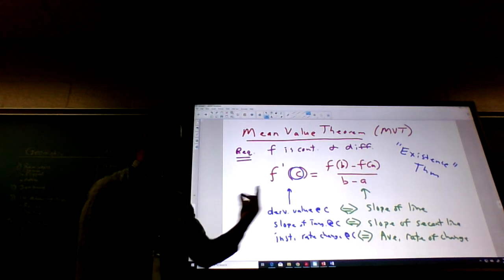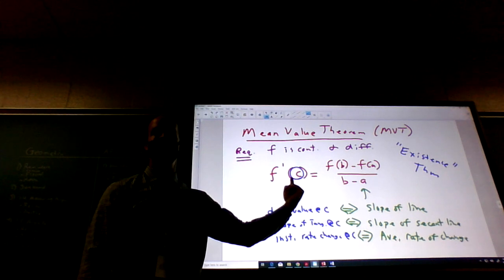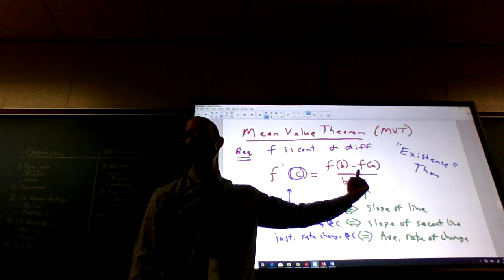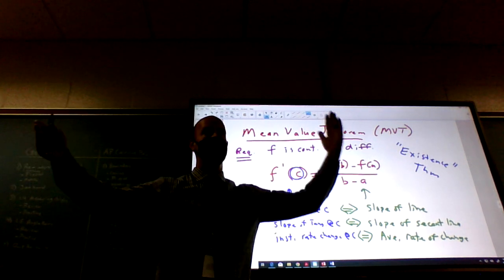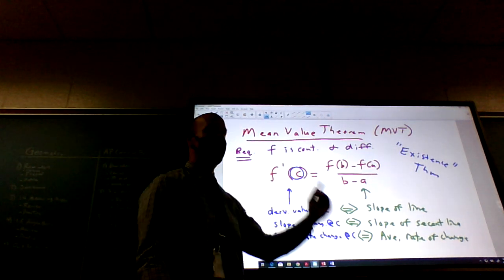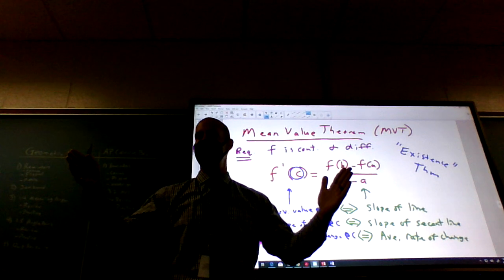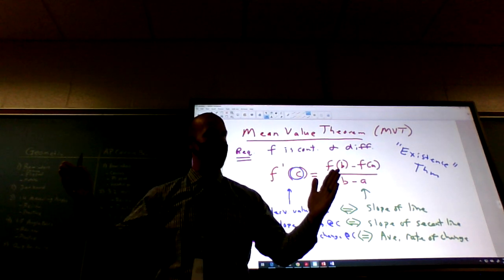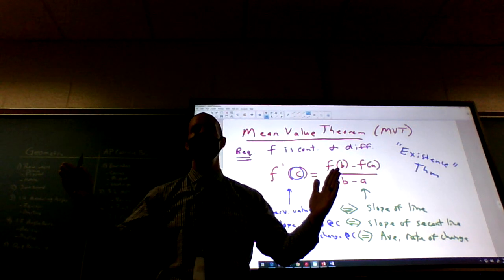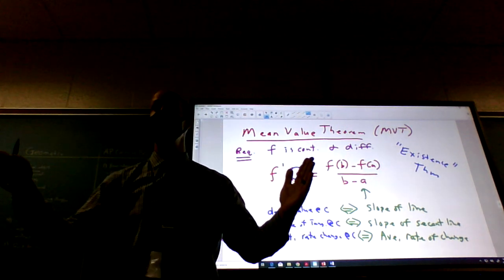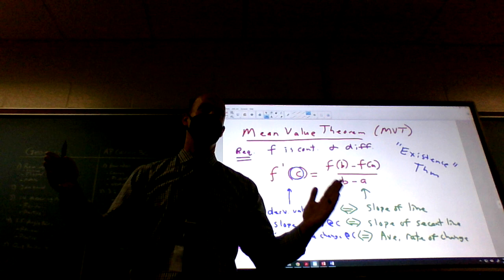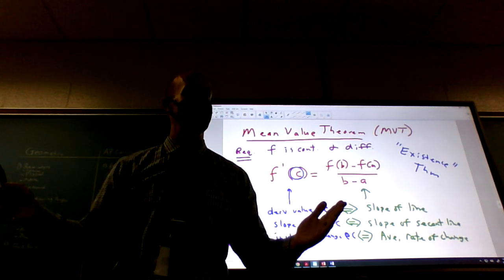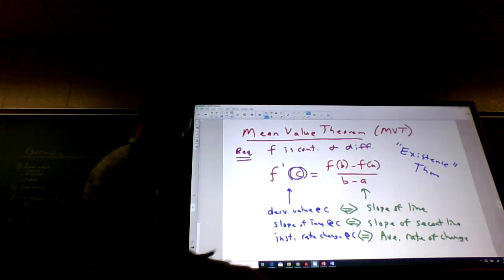The good news is it guarantees that there is some C value that exists on the open interval A to B. So if A is at 0 and B is at 2, it guarantees that there's some C between 0 and 2 where this is all true. It doesn't tell you where, and it doesn't tell you how many. It could be 1, it could be 50. Obviously, I'm not going to give you one that has 50, but I might give you one that has 2 or something like that. Does that make sense? Does anyone have any questions?